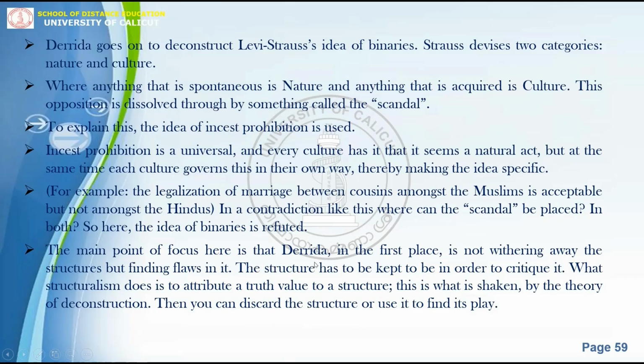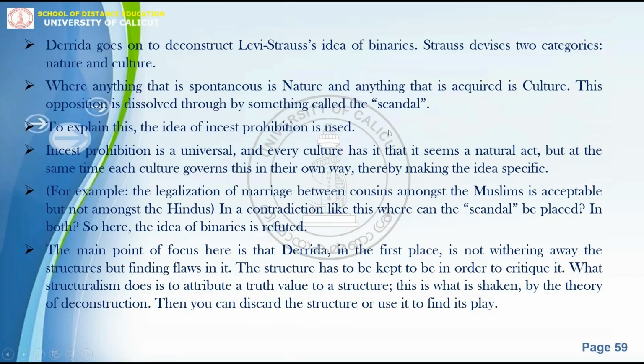Now the main point of focus here is that Derrida in the first place is not withering away the structure but finding flaws in it. The structure has to be kept in order to critique it. What structuralism does is to attribute a truth value to a structure, and this is what is shaken by the theory of deconstruction. So then you can discard the structure or use it to find its play.